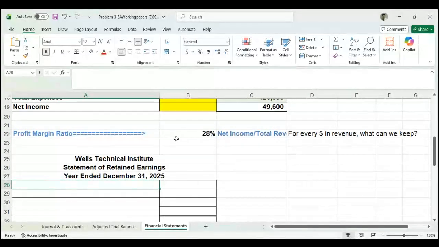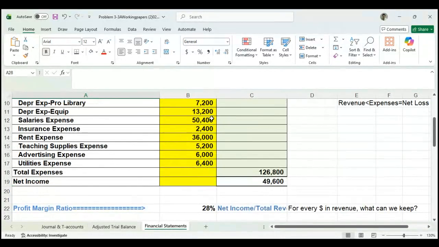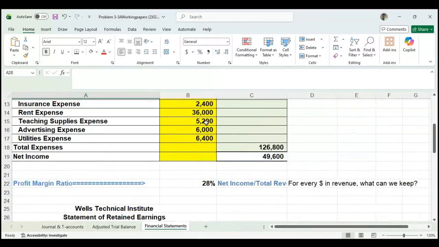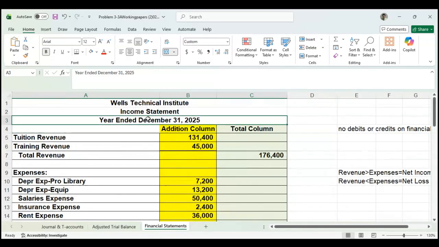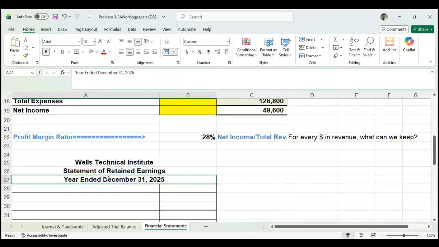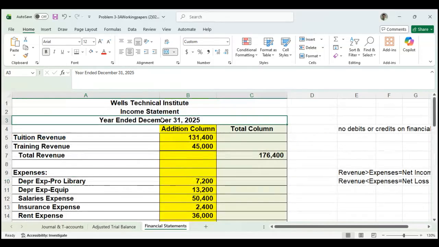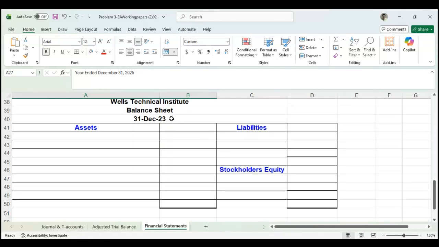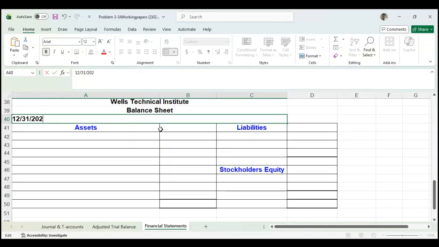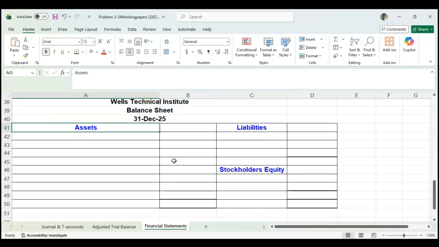If you watched the first video, you recall we did the income statement. The next statement after that is the statement of retained earnings. Be aware that both the income statement and the statement of retained earnings have to be labeled for the period they cover, so the year ended December 31st, 2025, for example. The balance sheet would only have the date, because the balance sheet is just a snapshot of a moment in time.